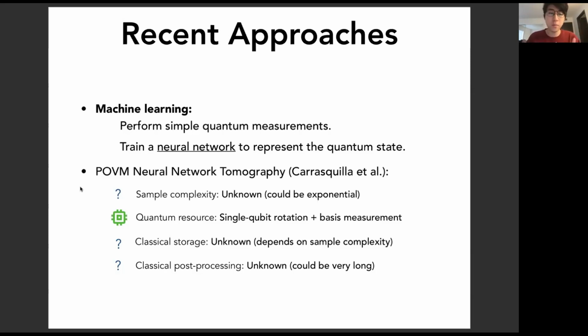So while the quantum resource part of it is very efficient, it's unknown what all the other aspects are, because due to some of these black box aspects of neural networks, people don't really know the number of copies required to represent the quantum state. They also don't really know the true classical storage and the post-processing times, due to the unknown sample complexity.